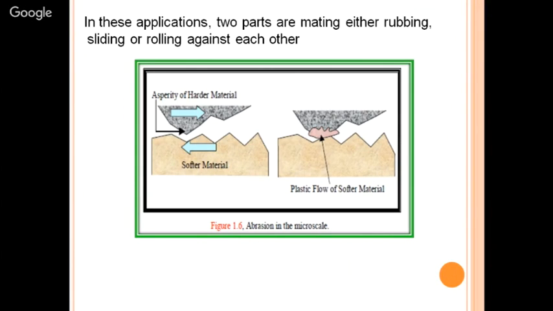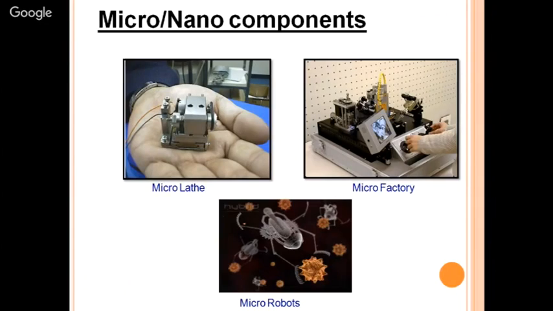Now the question arises, how will I manufacture that smooth surface, that micro surface, that nano surface? This is the question. So dear friends, this is another challenge. The size is decreasing day by day.